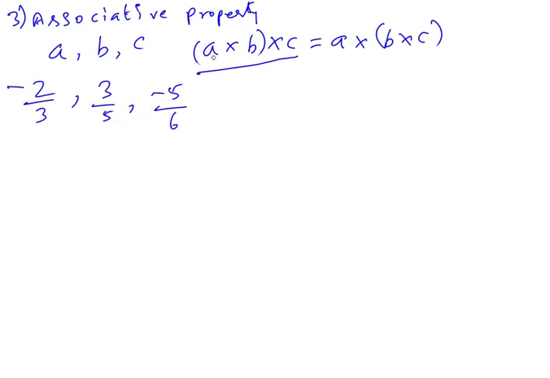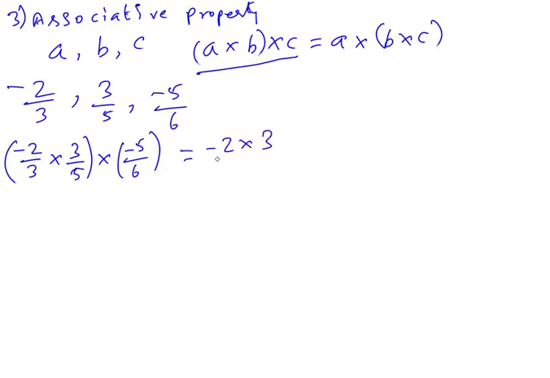According to LHS, first we will group the first 2 numbers together: minus 2 by 3 into 3 by 5, into minus 5 by 6. These 2 numbers are grouped together first, so these 2 will multiply. Inside this, what is there? Minus 2 into 3 by 3 into 5. No need to multiply directly. We'll try to simplify it. If anything is possible, we can cancel.